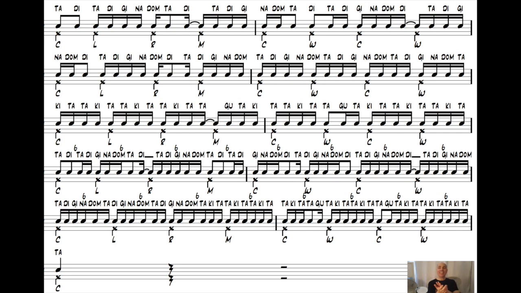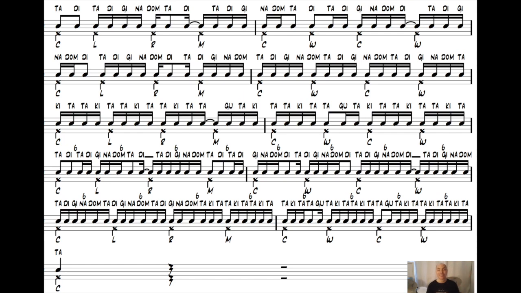Ta di ta di gina dum, ta di ta di gina dum, ta di ta di gina dum di ta di gina dum di ta di gina dum di ta di gina dum ta di gina dum ta di gina dum ta di gina TaKiTa TaKiTa TaKiTa TaKiTa tangu TaKiTa TaKiTa tang TaKiTa TaKiTa TaKiTa ta di ta di gina dum, ta di ta di gina dum, ta di ta di gina dum di ta di gina dum di ta di gina dum di ta di gina dum ta di gina dum ta di gina dum ta di gina dum TaKiTa TaKiTa TaKiTa TaKiTa tang TaKiTa TaKiTa tang TaKiTa TaKiTa TaKiTa ta.